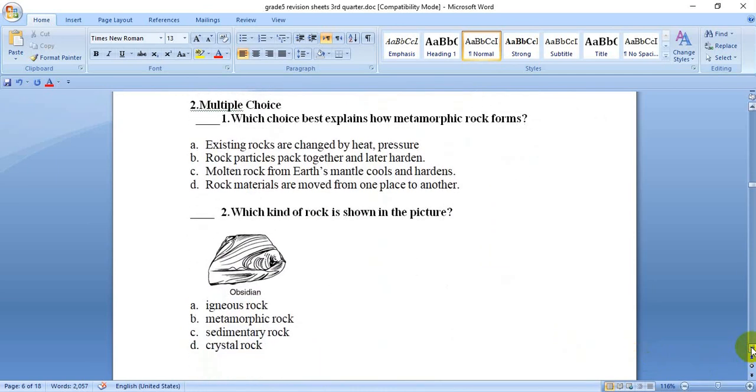In the first question, which choice best explains how metamorphic rock forms? We have to choose from here. A: existing rocks are changed by heat and pressure. B: rock particles pack together and later harden. C: molten rock from Earth's mantle cools and hardens. D: rock materials are moved from one place to another. If you remember, we said before that metamorphic rock needs heat and pressure. So the answer for this question would be letter A.